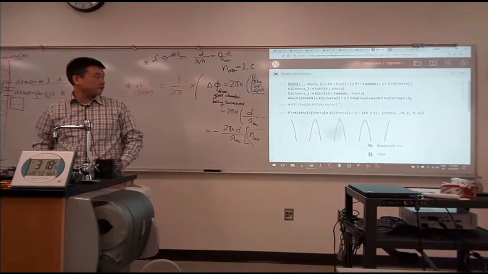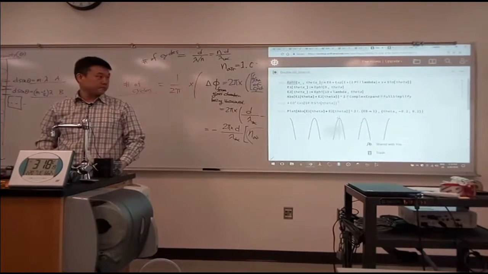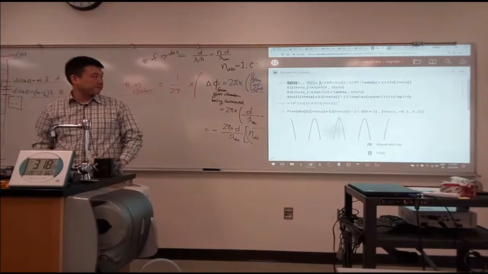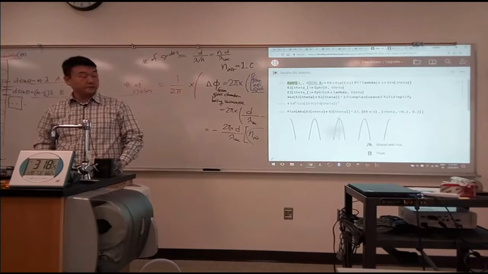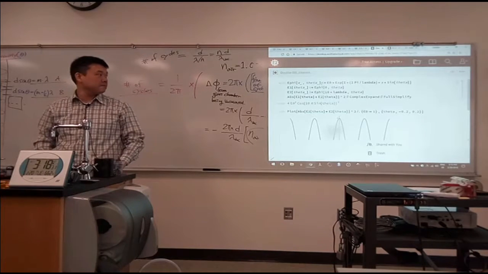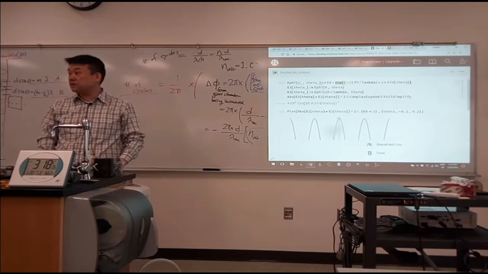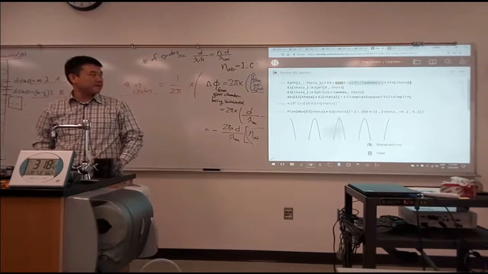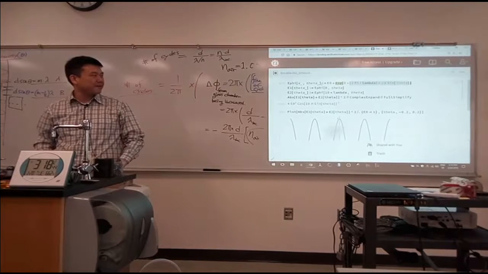Here, I'm naming a function, e phi. That function takes two arguments, x and theta. Good? And what I'm specifying here is this. E naught, some kind of amplitude, times a complex exponential. This capital I is the imaginary number. Complex exponential times 2 pi over lambda times x sine theta. What am I writing down here?